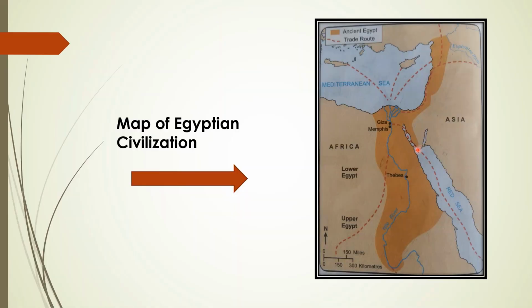Now let's see the map of Egyptian civilization. This is the map of ancient Egypt. The Mediterranean Sea, the Red Sea is here, the Lower Egypt, the Upper Egypt, and this part is the ancient Egypt. This is the river Nile.